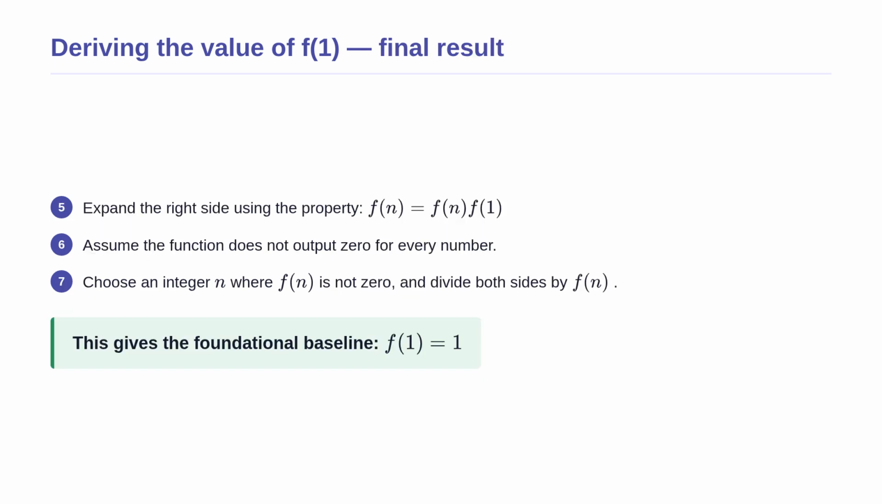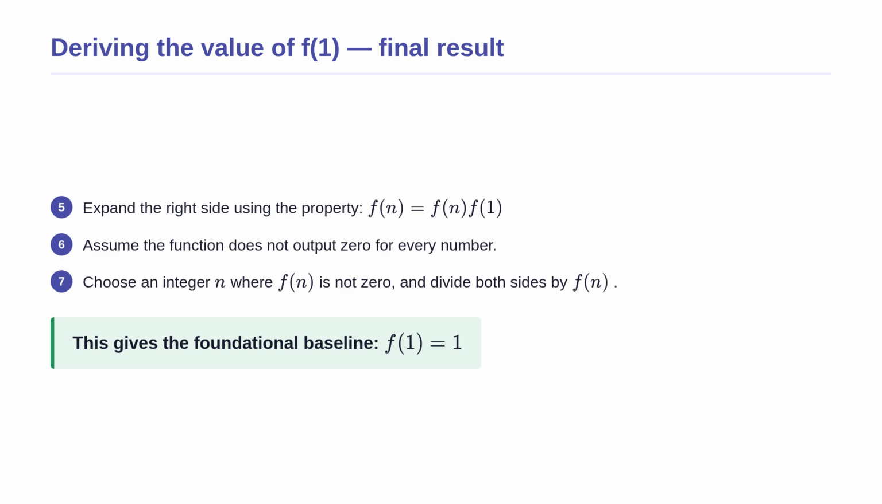Continuing our derivation, we expand the right side by strictly following the multiplicative property, giving us f of n equals f of n multiplied by f of 1. Now, we must assume our function does not just output 0 for every single number in existence. Under this assumption, we can safely pick an integer n where the output f of n is not 0.